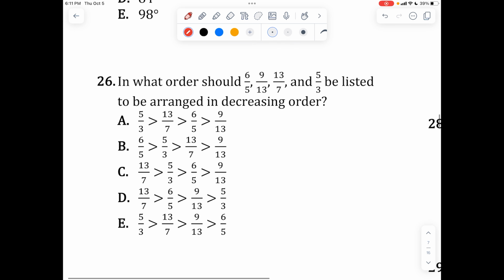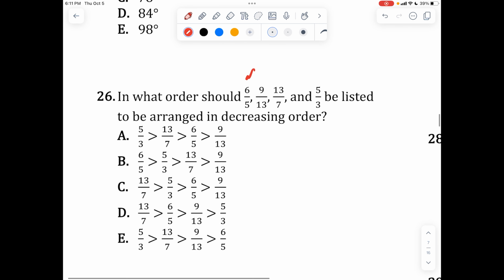In what order should these be listed to be arranged in decreasing order? So what I would recommend you do is just identify the decimal equivalents of each of these and then sort the decimal equivalents and then replace them with their fraction equivalents. So this is going to be 1.2. 9 over 13 is 0.69. 13 over 7, 1.857. 5 over 3, 1.6 repeating.